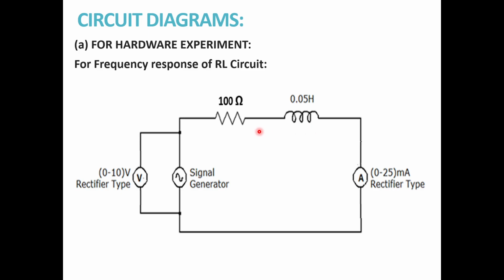So RL are connected in series. Input terminal of R is connected to signal generator. The output terminal of the inductor is connected to the ammeter. So whatever voltage that you are going to give to RL circuit, that voltage is given by using this function generator or signal generator, and how much voltage that you are going to give to this RL circuit, that voltage is measured by this rectifier type voltmeter whose range is 0 to 10 volts, and the ammeter will measure the current flowing in the circuit. The ammeter range is 0 to 25 milliamperes, which is rectifier type.